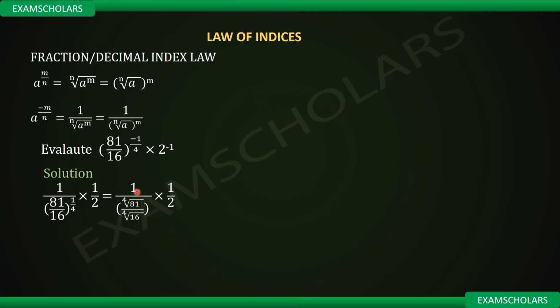So fourth root of 81 will now be what? 3. For 16 will now be what? 2. So we have 1 over 3 over 2 times 1 over 2. I've explained this inverse. So you get your 1 divided by 3 over 2 here times 1 over 2. Finally, you have 1 times 2 over 3 times 1 over 2. You see? This one has turned to 2 over 3. So finally, we cancel these 2 here. And you have your 3 as your denominator, 1 over 3. 1 over 3 is still the same thing as 3 raised to power minus 1.